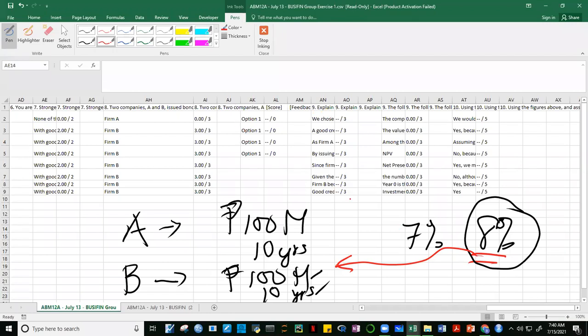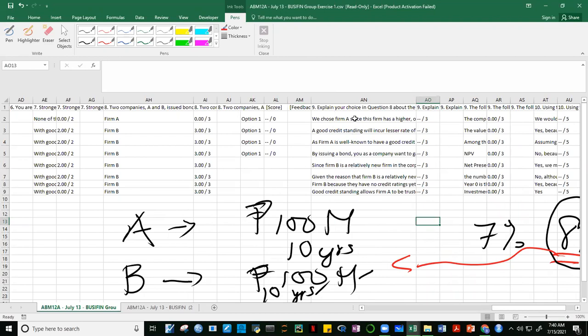Okay, explain why. Bakit yung answer nyo either A or B? So this group said that, okay, we chose firm A since this firm has a higher or better credit standing, therefore has a higher chance of paying back the bond. Although andoon yung thought, guys, kaso hindi na-explain. So if they have the higher chance of paying the bond, anong ibig sabihin nun? The thought is there, kaso nga lang pag nag-answer tayo, guys, let's make sure that we hit the nail on the head, no? Kasi hindi dito na-explain talaga kung bakit. And besides nga pala, sorry, it's not firm A, it's firm B that issued the 8% bond.